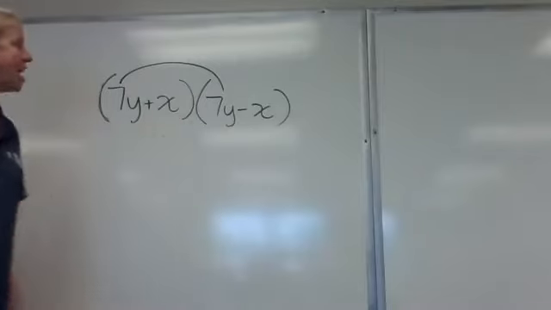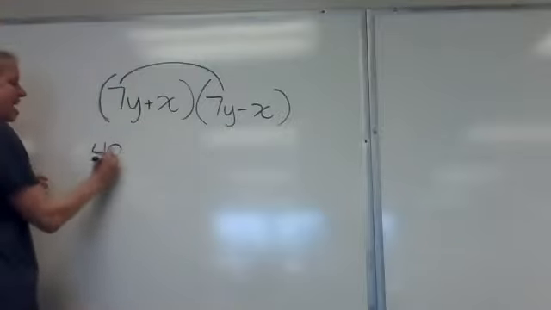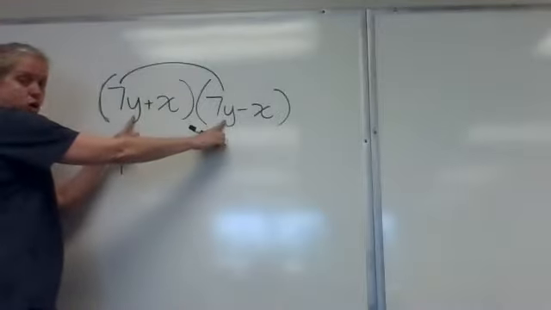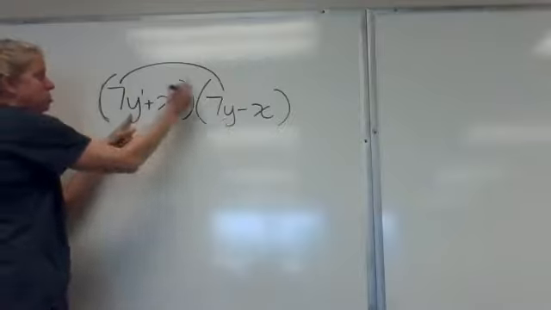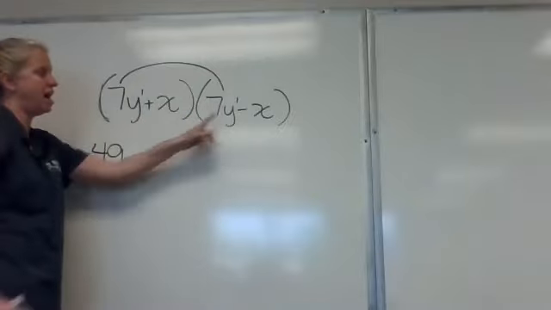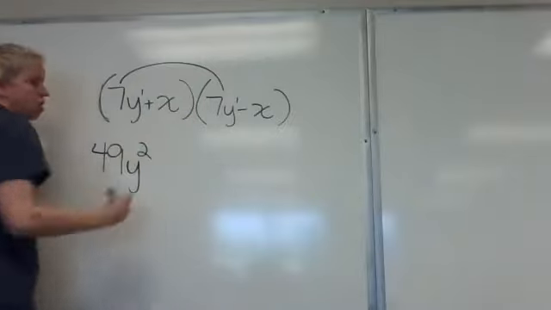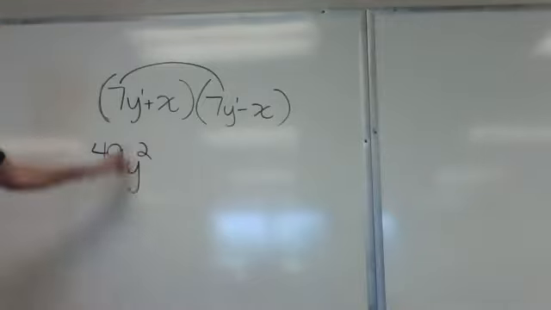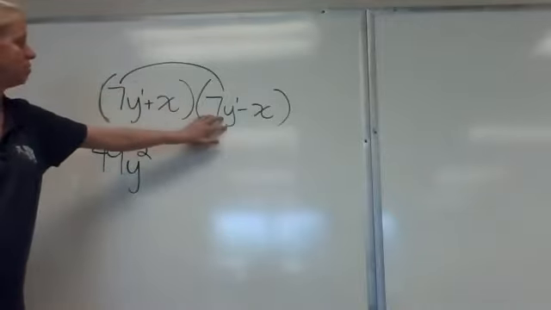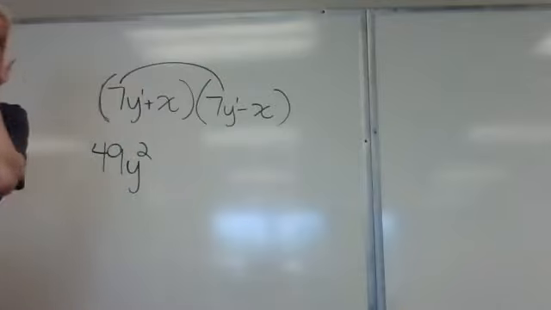7y times 7y gives me 49. Now I'm multiplying, so my exponents do change because I add them. Y times y gives me y squared. So 7y times 7y gives me 49y squared.